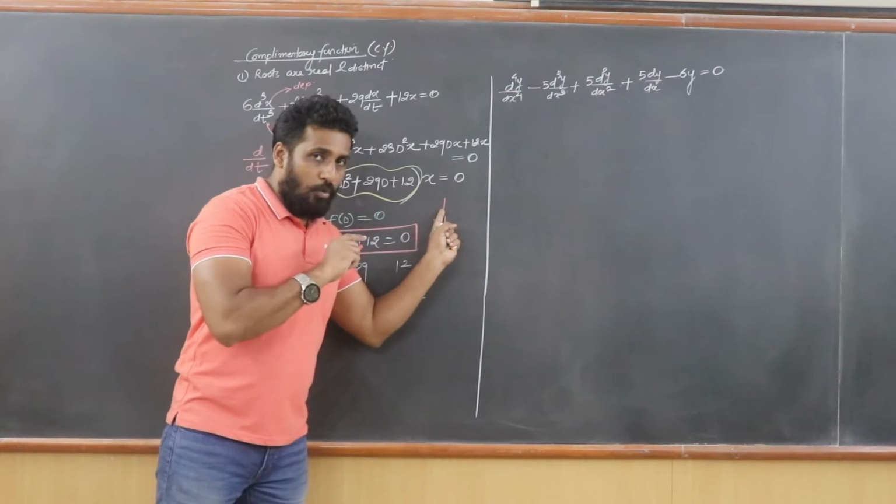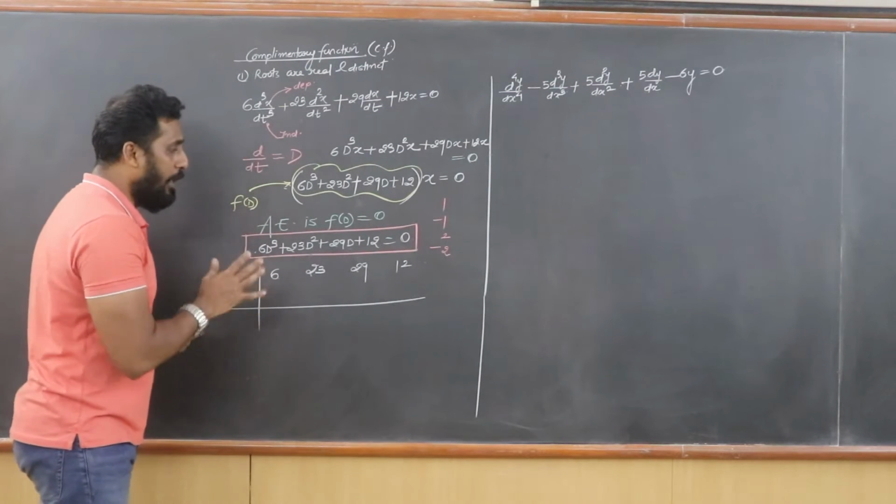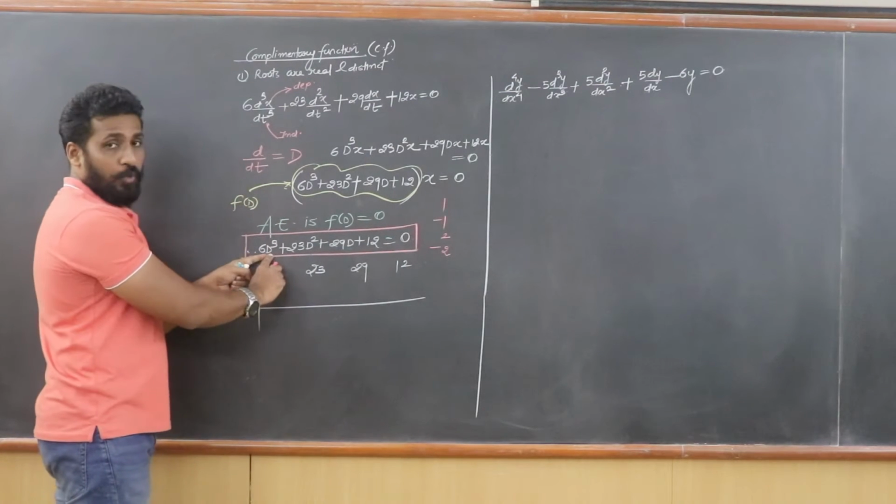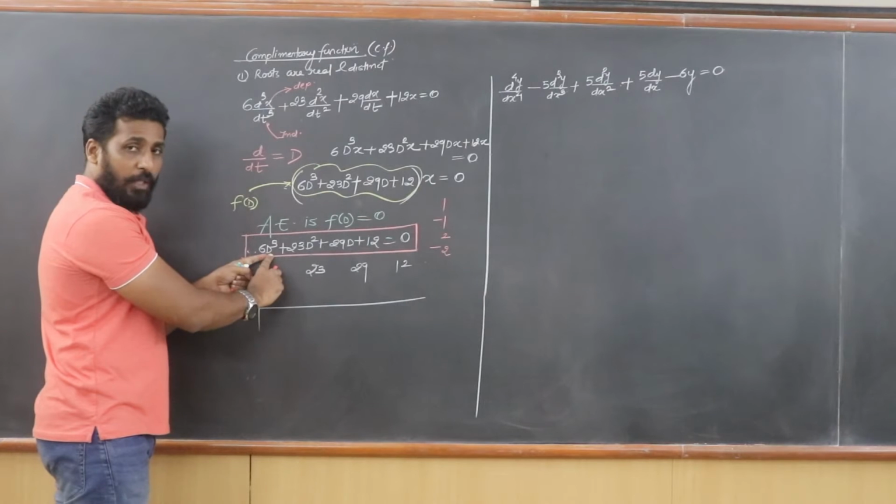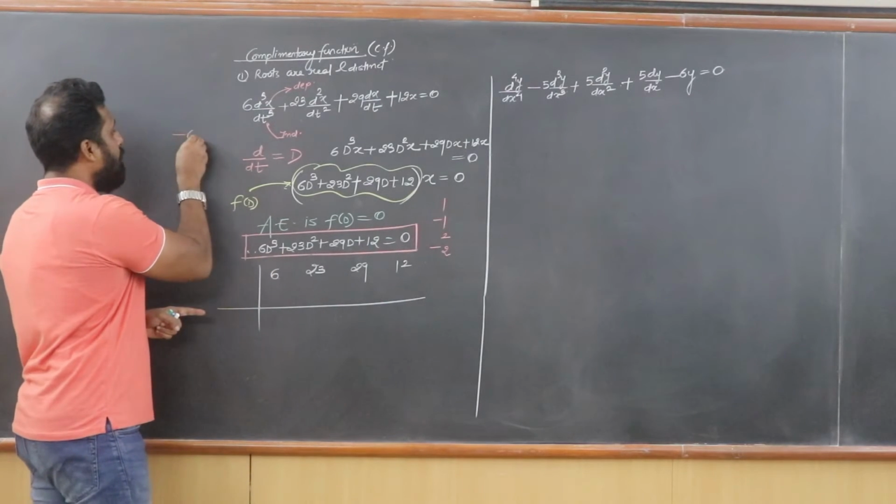But now if I take D equal to minus 1, let's see what happens. If I put D equal to minus 1, then D cube is minus 1 cube. Minus 1 cube is minus 1. So I get minus 6.